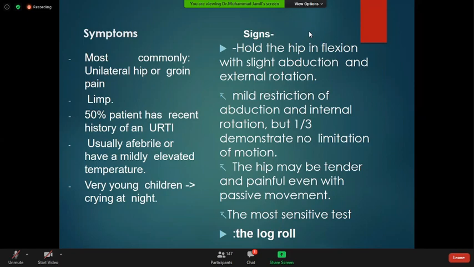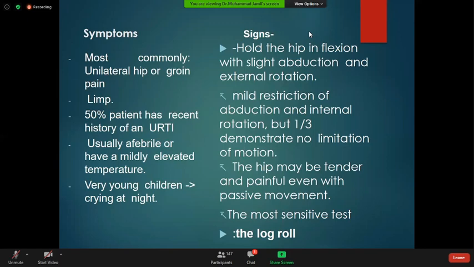What are the signs? The hip is held in slight flexion and external rotation. There may be restriction of abduction and internal rotation, but two-thirds demonstrate no limitation of motion. Which means in about 70% of the patients there will be no restriction of motion, it will be just pain. But in 30% you will find some restriction in abduction and internal rotation, usually mild.